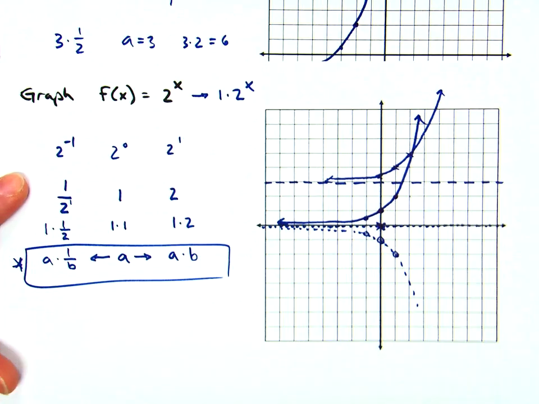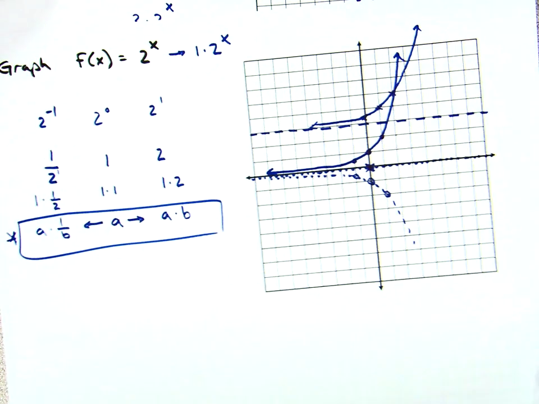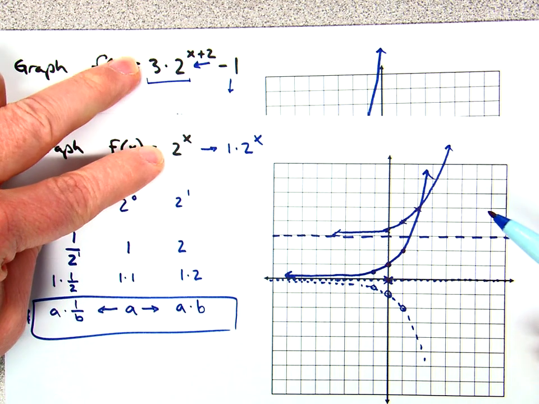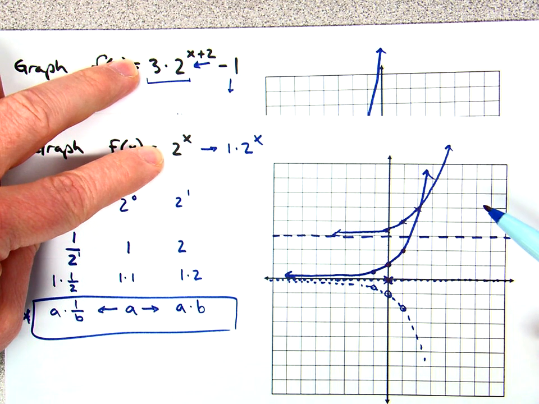Again, we can see that if we took this shape, thinking about the one we just did, if we took this basic shape, we know that the 3 is going to stretch the graph vertically, right?